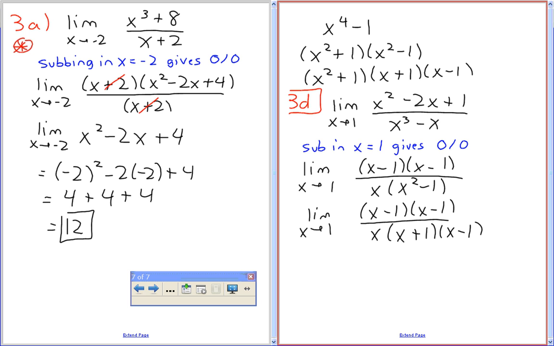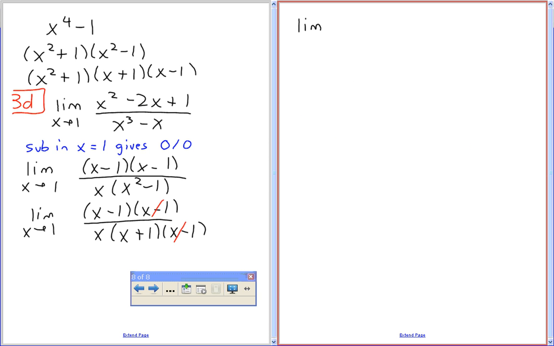Okay, so then, why am I happy? You can cancel stuff out. Okay. Also, that turns into limit as x approaches 1 of x minus 1, all over x plus 1. Veronica, what should I do now? I guess you can just sub 1. You certainly can. Okay, so we're going to sub in x equals 1. Should get 0.